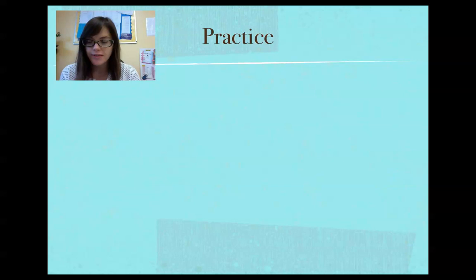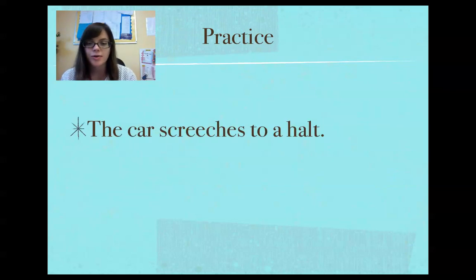Alright, so let's look at a few examples. The car screeches to a halt. So I want to find the subject in this sentence. So I'm going to be looking for a noun or pronoun at the beginning of the sentence, and I'm going to be asking myself, who or what is the sentence about, or who or what is performing the action. So here, looking at it, I'm going to say that my subject is going to have to be car. It's a noun at the beginning of my sentence, and we see it's performing the action. It is doing the screeching.